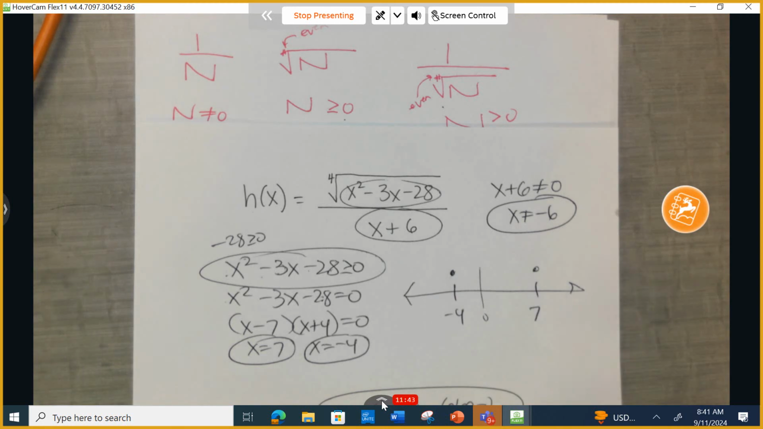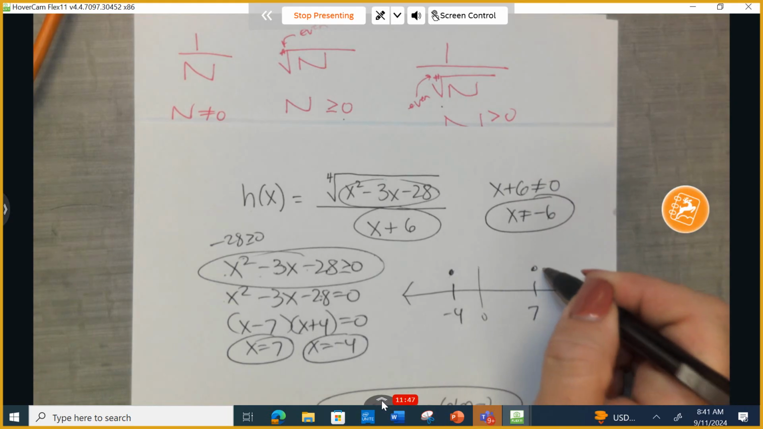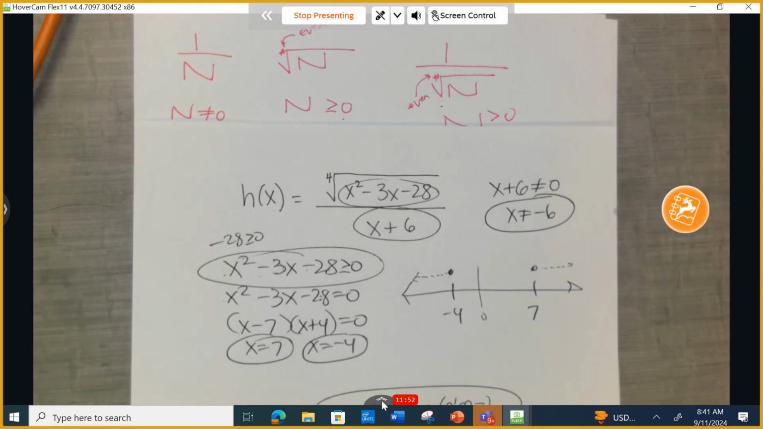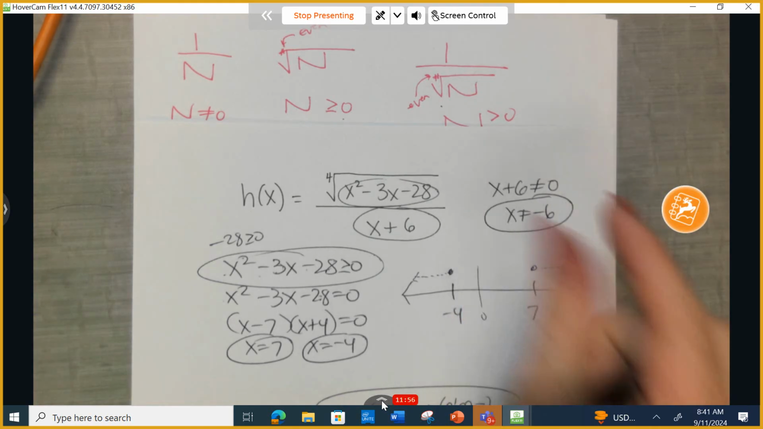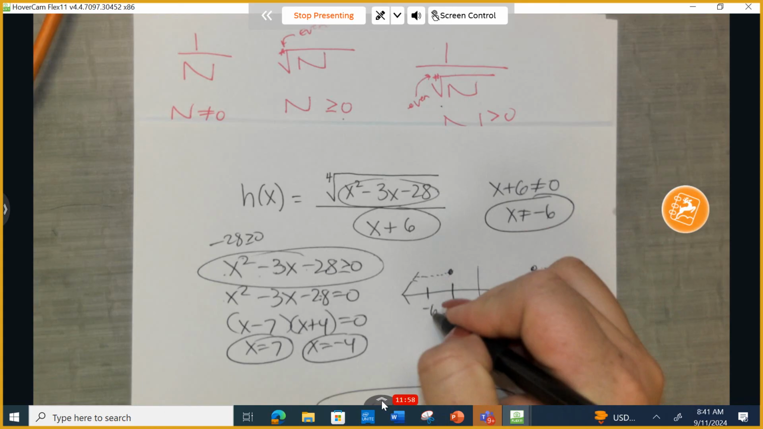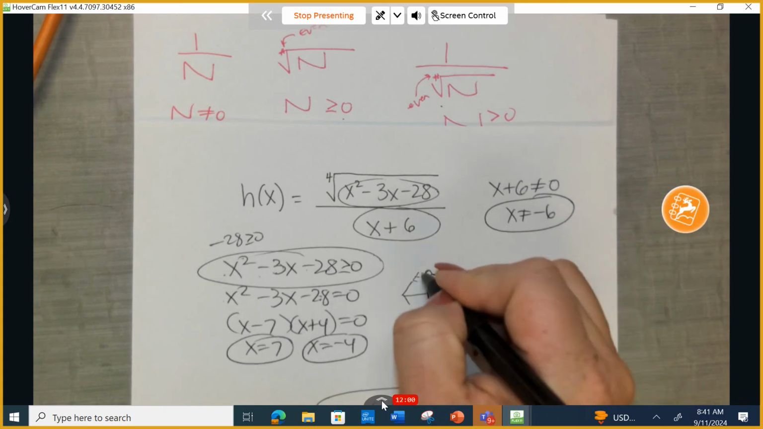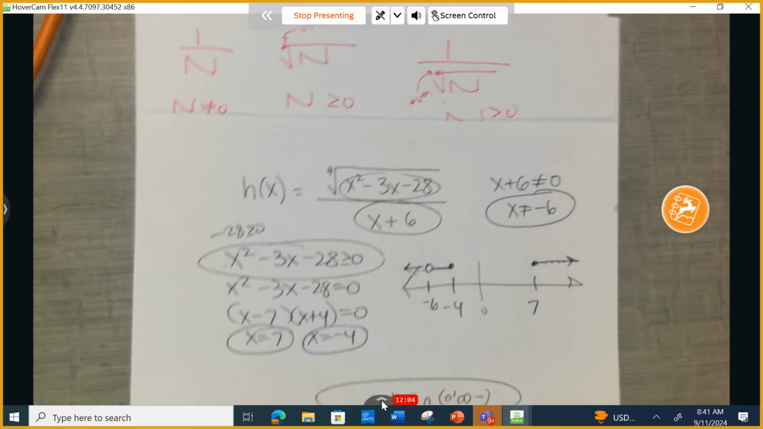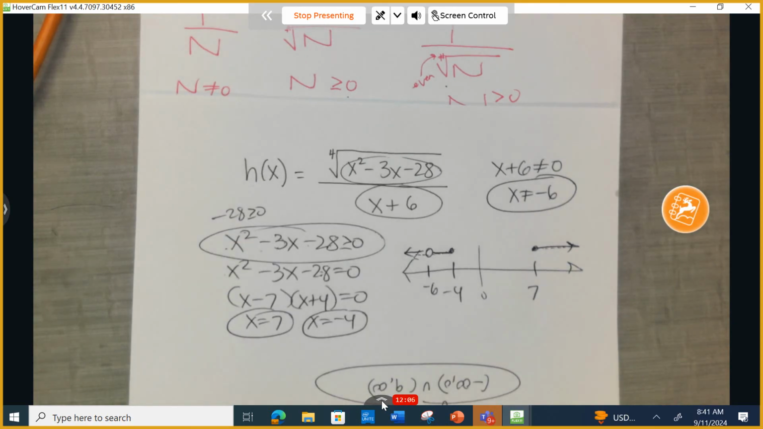So where would I shade? If I had a pencil here, I would shade to the right of 7 and to the left of negative 4. But now I need to also compromise and include this other statement. X cannot equal negative 6. So I have to also show that we cannot select negative 6 or we would have an undefined statement. So this is what I have. I saw a few students with that.